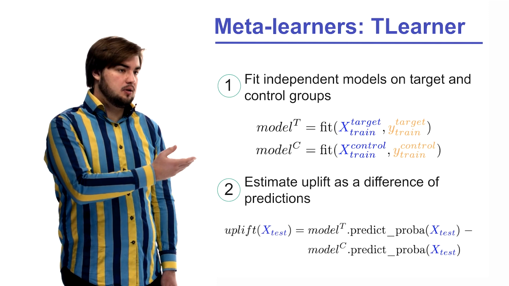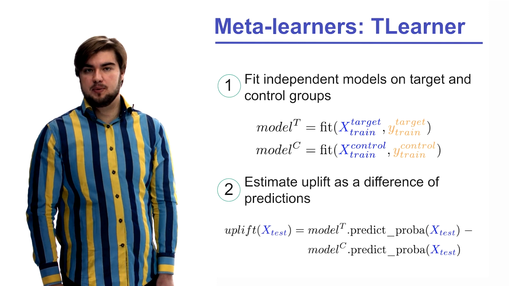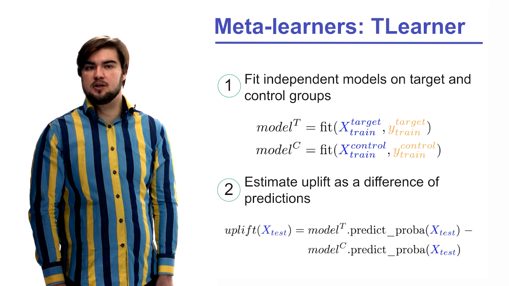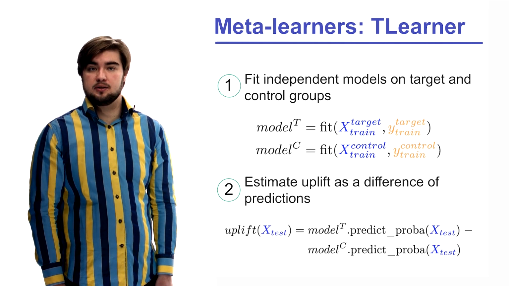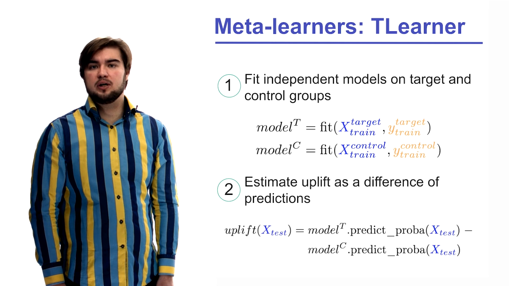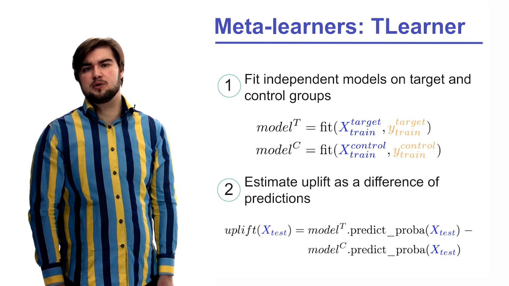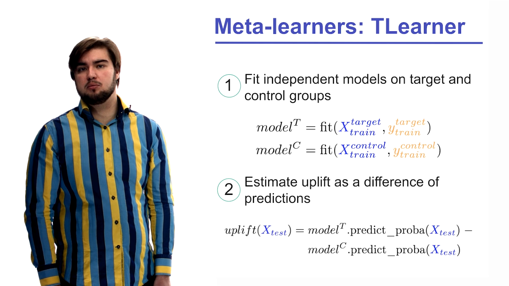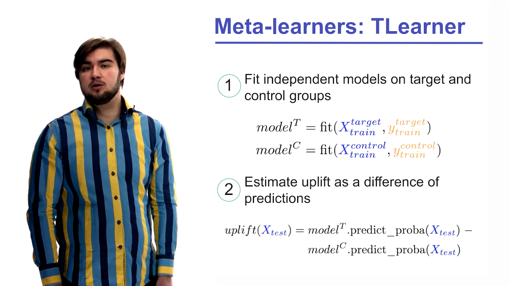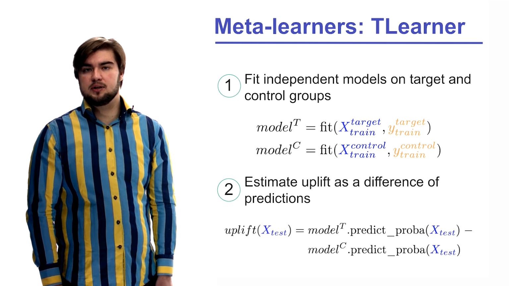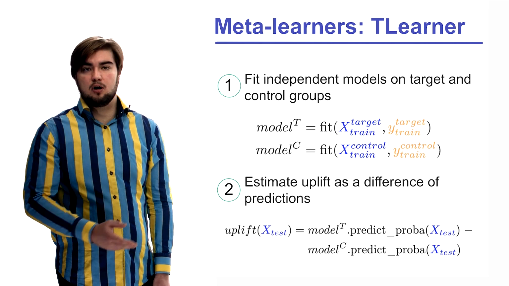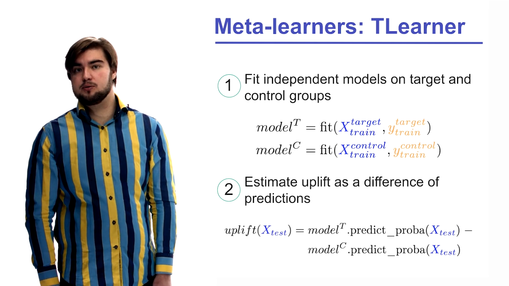At the first step, we train two independent models that predict the target, each in its own group, in the control and in the target. As a base model, we can use everything, for example, a table or AutoML preset from LightAutoML. The uplift value for the test sample is predicted as the difference between the outputs of the two base models.